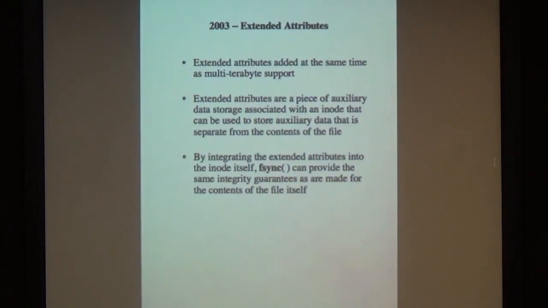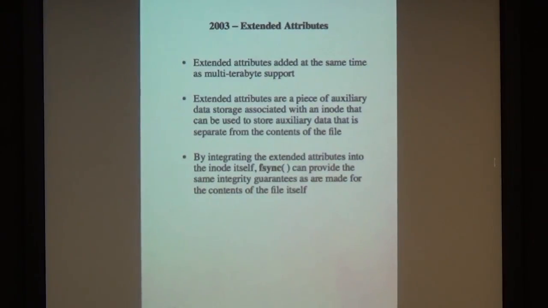Okay, also in that time frame, extended attributes started becoming a bigger deal. We wanted to have the ability to add access control lists. We wanted the ability to add mandatory access control labels and other things. And rather than try and just reserve some space in the inode or have an auxiliary file as we had done in our first implementation of ACLs, we decided to integrate the extended attributes into the inode itself. So it has a separate set of pointers. So it's essentially almost like a second file fork in the Mac terms, where you can store these other things.